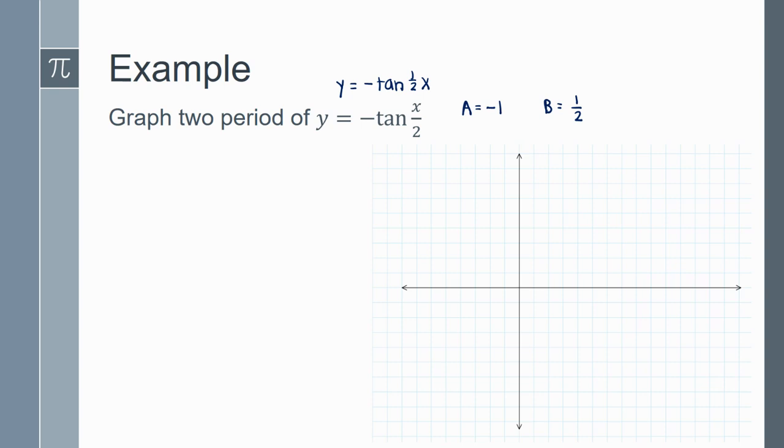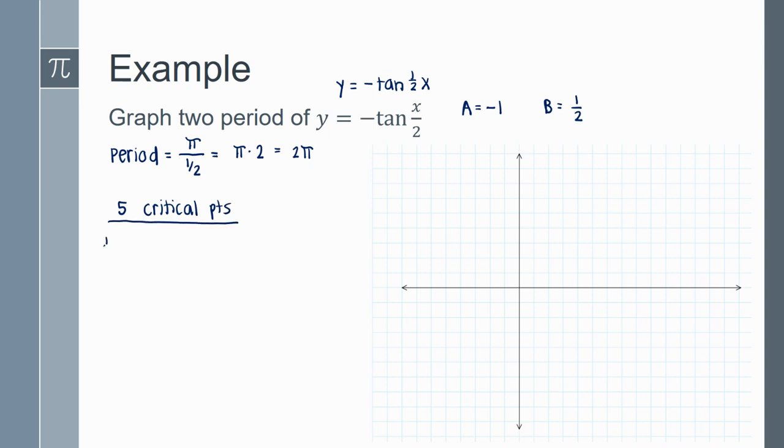So remember, amplitude does not need to be identified because there is no amplitude for tangent. But we do want to identify the period. So that would be pi divided by the absolute value of b. So for us, the absolute value of a half is a half. Because I'm dividing by a fraction, I want to multiply by its reciprocal. So it looks like 2 pi is my period. So now that I know the period and I know what my a value is, we can do our 5 critical points.